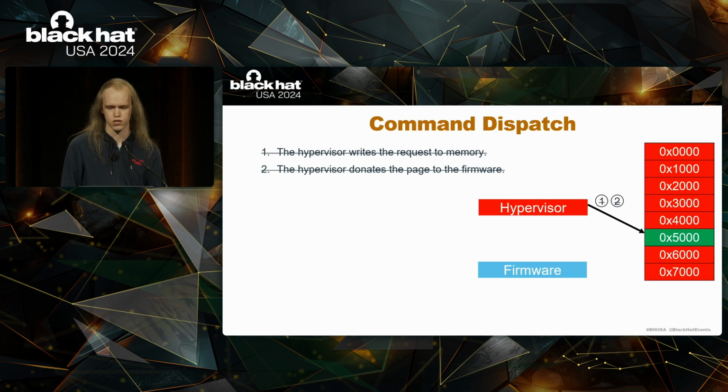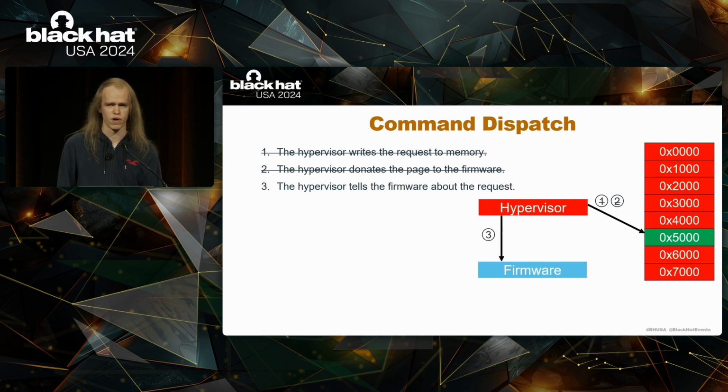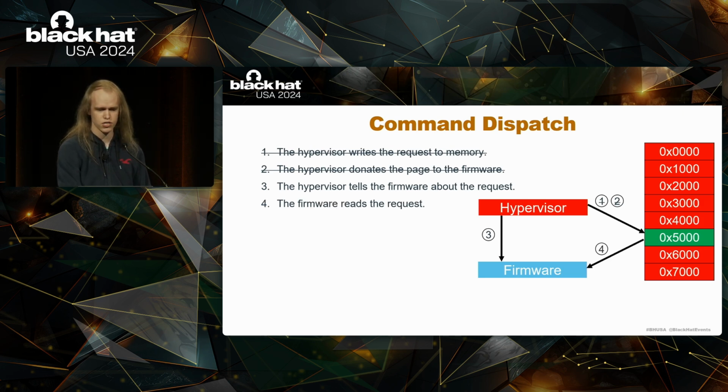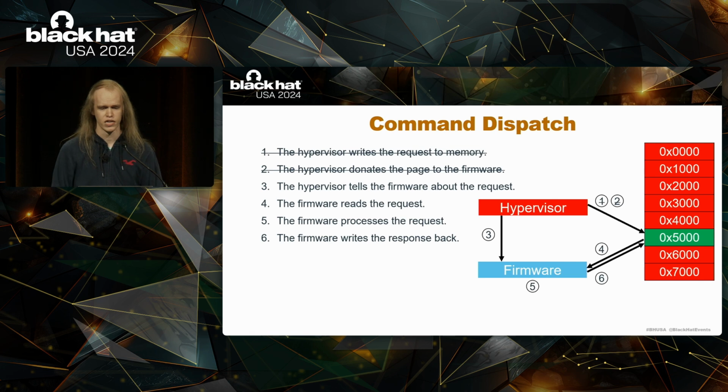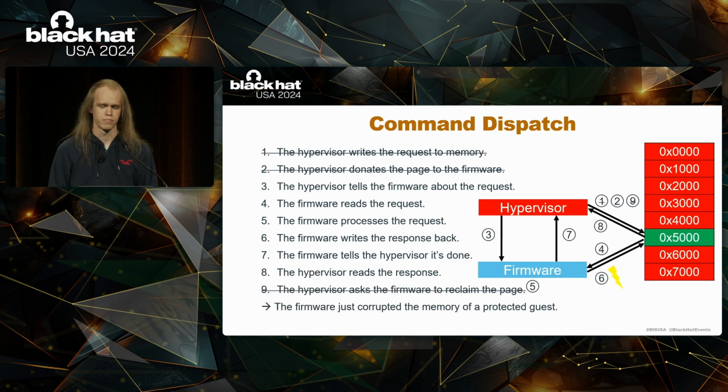But none of those things really matter here. The important thing is that the hypervisor can still tell the firmware that there is a request there that it should execute, and the firmware will do just that. And importantly, it will write back a response to that memory that's owned by the guest. This is really the bad thing here, because the hypervisor was just able to trick the firmware into writing to memory that it wasn't supposed to write to. The hypervisor doesn't have write access to that page, and the firmware shouldn't have write access to that page either. And so this is really bad.